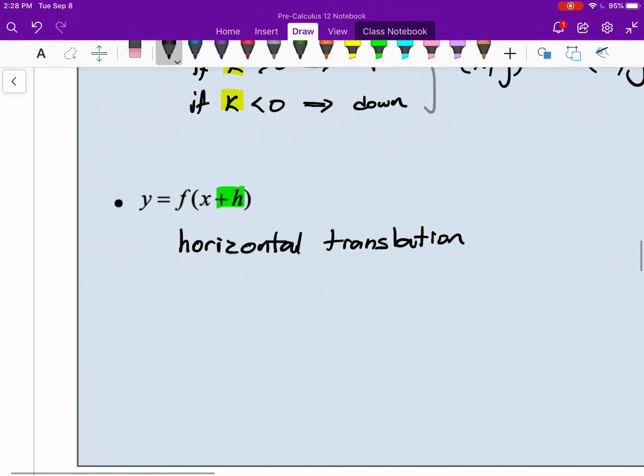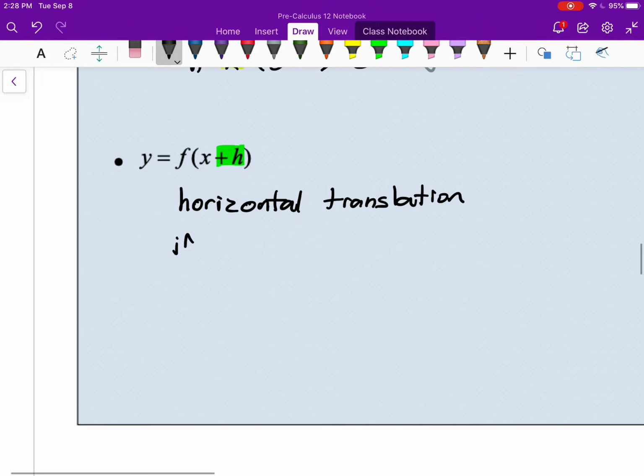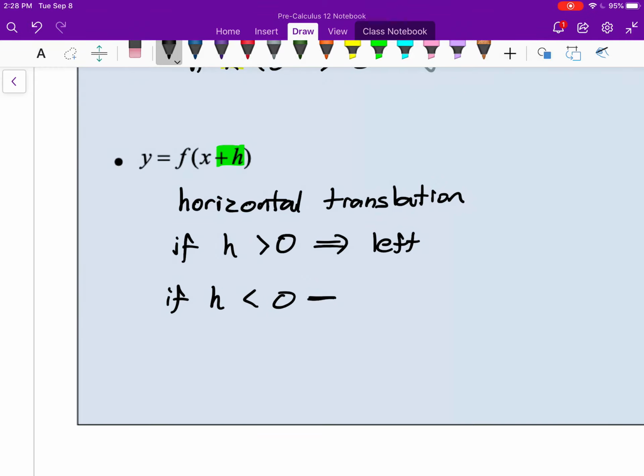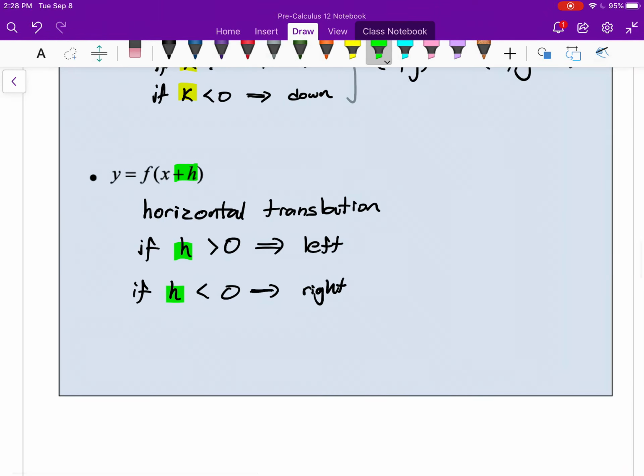And how it works is the reverse of what we saw before. If h is a positive number, if you're adding something, then it moves to the left. If h is a negative number, if you're subtracting from x, it moves to the right. And again, it's a fairly straightforward idea if we looked at this thoroughly with quadratics in Pre-Calc 11.